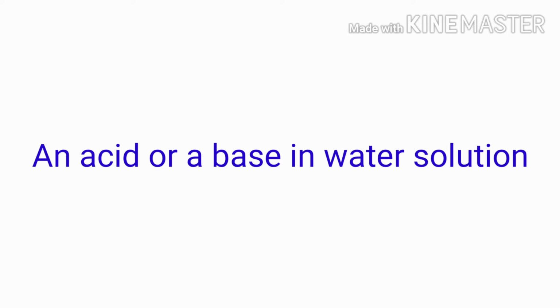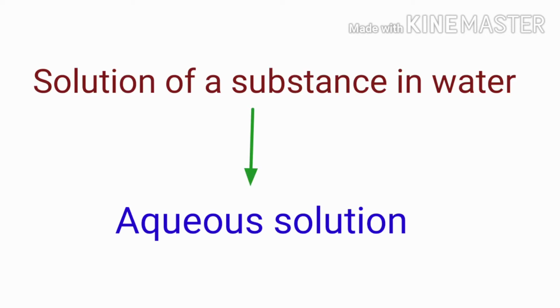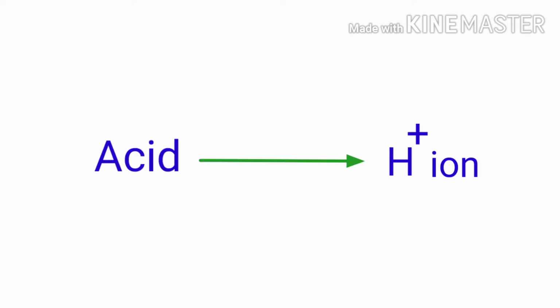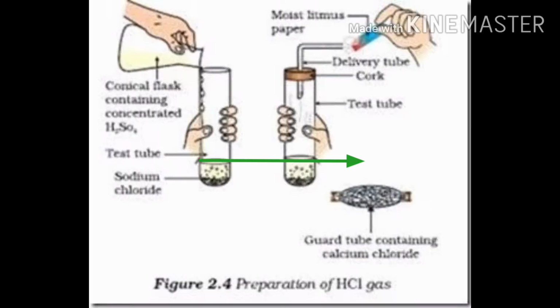Hello students. In this video we will discuss another important property of acids and bases. The solution of a substance in water is known as aqueous solution. You know what happens when an acid is added to water? The acid will ionize to produce H plus ions. Do acids produce H plus ions only in aqueous solution? Let us discuss an activity to prove this.